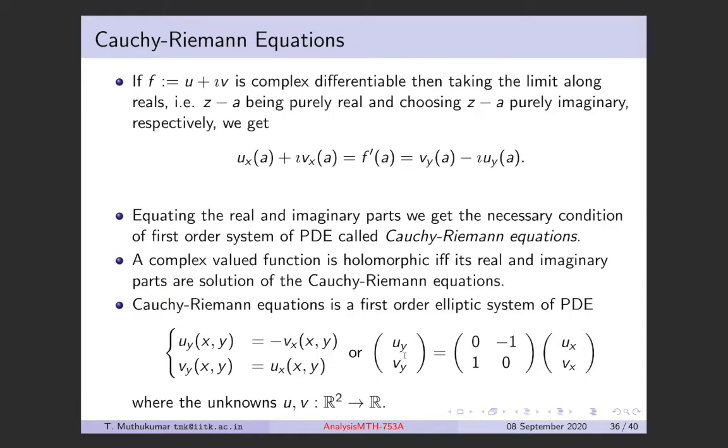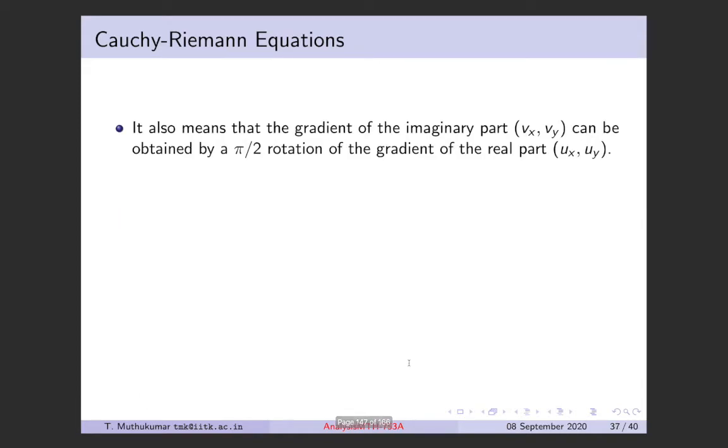You see that, right? So this is what I'm saying in the next slide: the Cauchy-Riemann equation also tells you that the gradient of the imaginary part can be obtained by a pi by 2 rotation of the gradient of the real part. In fact, it also tells you that the gradient of u is orthogonal to the gradient of v. When you rotate the gradient of u by 90 degrees and get the gradient of v, that means they are orthogonal, and that's what this means.